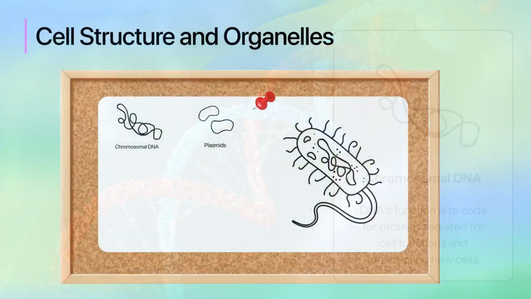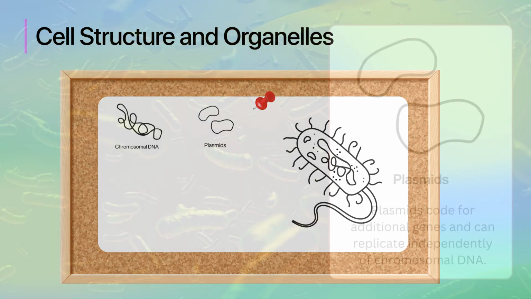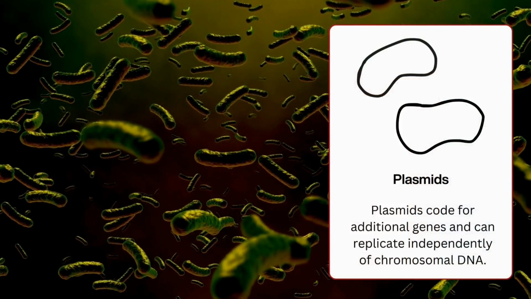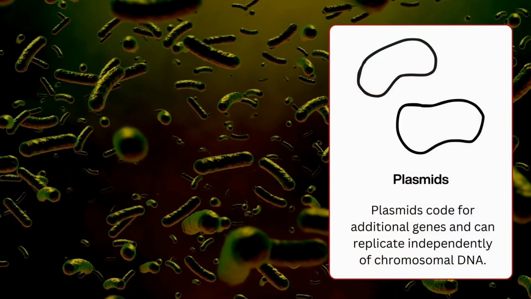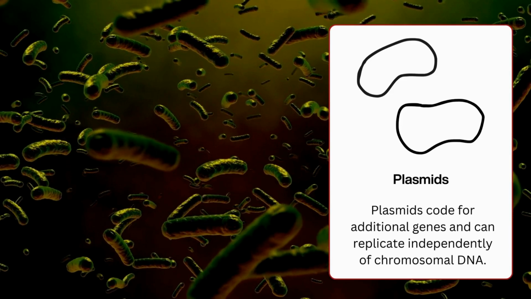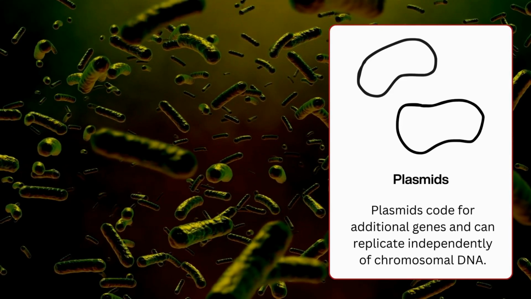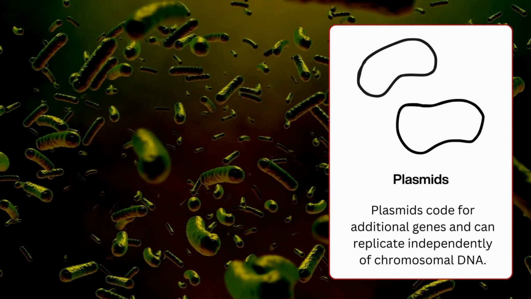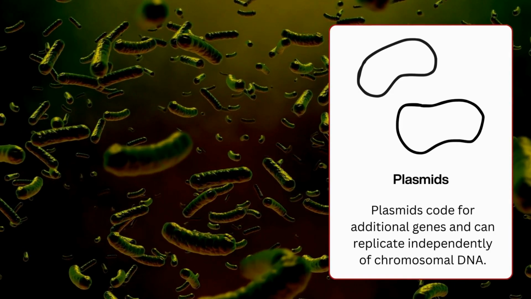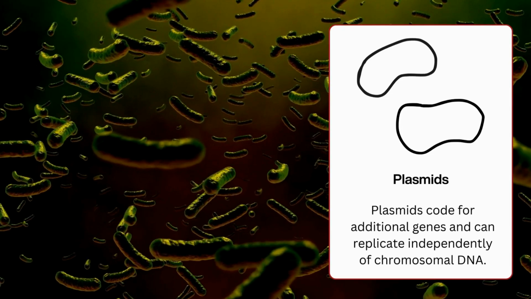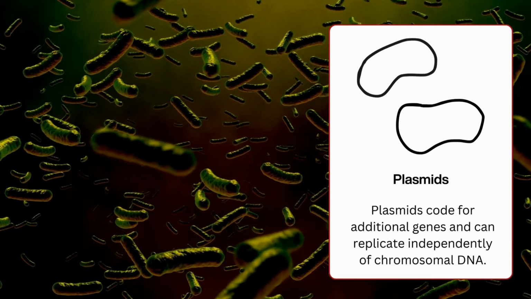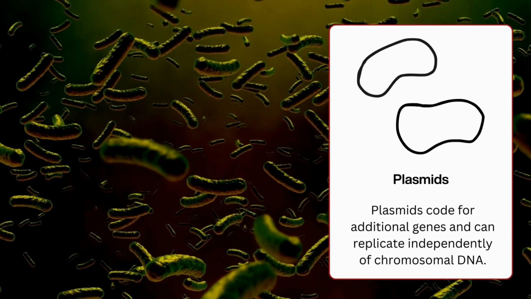In addition to chromosomal DNA, many bacteria have small, circular pieces of DNA called plasmids. These plasmids code for additional genes and are not part of the main DNA loop. Instead, plasmids can replicate independently of the chromosomal DNA. Plasmids often carry extra genes that provide benefits, such as antibiotic resistance. It is important to note that not all bacterial cells contain plasmids.